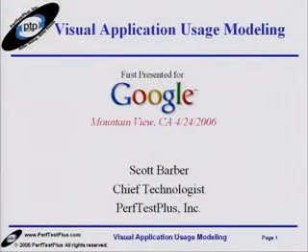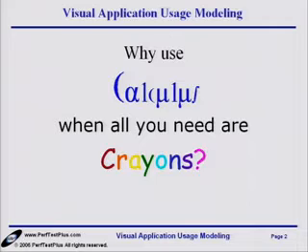So what we're going to talk about today is visual application usage modeling. And that might sound super technical, but for the most part, it's not going to be super technical. What we're going to do is talk through some things. And I actually subtitled this presentation, "Why Use Calculus When All You Need Is Crayons?" The point here is that sometimes us geeks, and I use that term endearingly, I'm very proud to be a geek, by the way, get caught up so far in the details that we miss some of the simple things. So that's kind of what we're going to talk about.